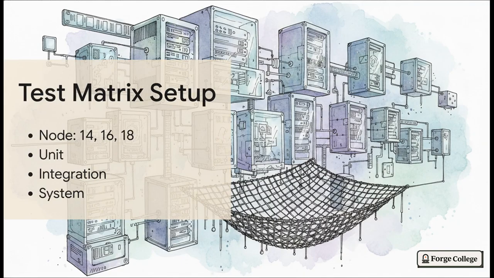We test across different node versions like 14, 16, and 18. We run highly isolated unit tests, much broader integration tests, and full end-to-end system tests. In fact, throughout the Forge College modules, we constantly emphasize that a robust CI matrix like this is your ultimate safety net. It absolutely guarantees your code can survive the wild before it actually moves forward.